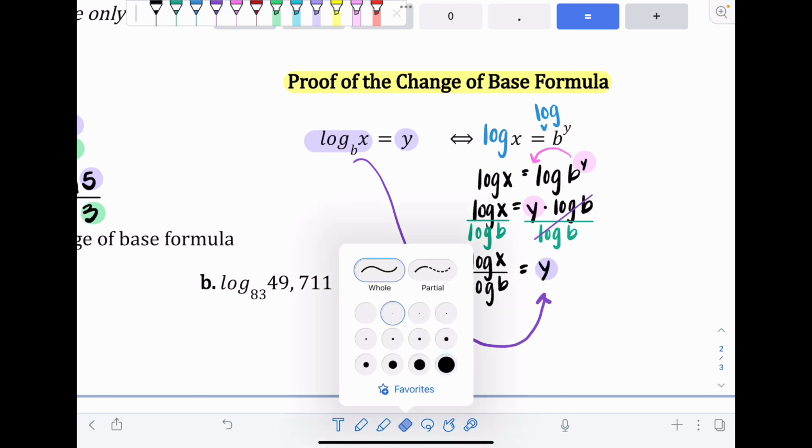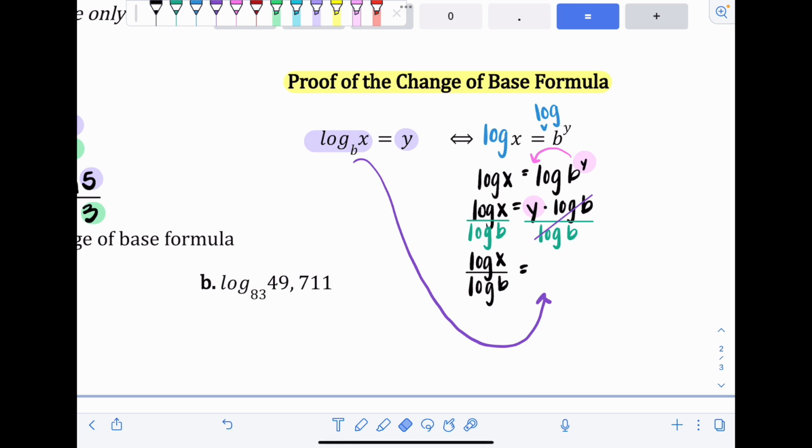My eraser was really big, sorry. Take out that y and put in the log base b of x. So this is exactly what the change of base formula was. We just kind of wrote it in reverse order. That's how it ended up. But it was log base b of x equals log of x over log of b. And then same kind of ordering, where what we were taking the log of ended up in the numerator and what the base was ended up in the denominator.